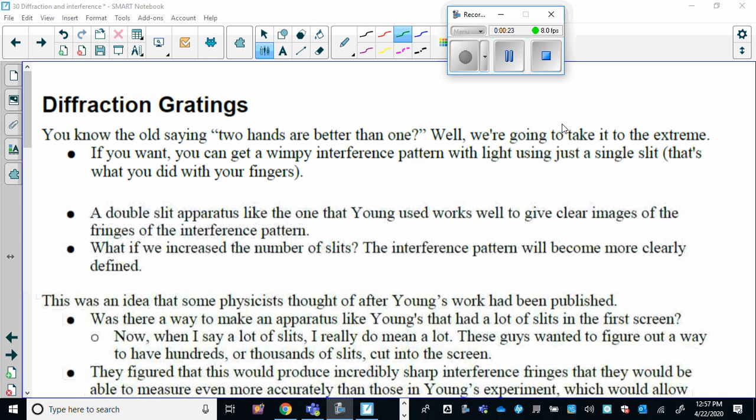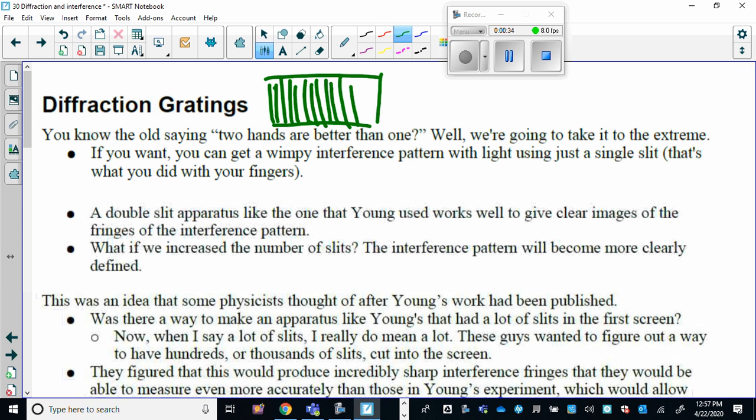You can do this if you have very precise machines. You can take a piece of glass or a piece of plastic or plexiglass or whatever you're going to use, and you can cut thousands and thousands of slits or lines on it to create diffraction and then interference. Some of these diffraction gratings have 10,000 lines per centimeter. So in 1 centimeter, they will have 10,000 of these little lines.